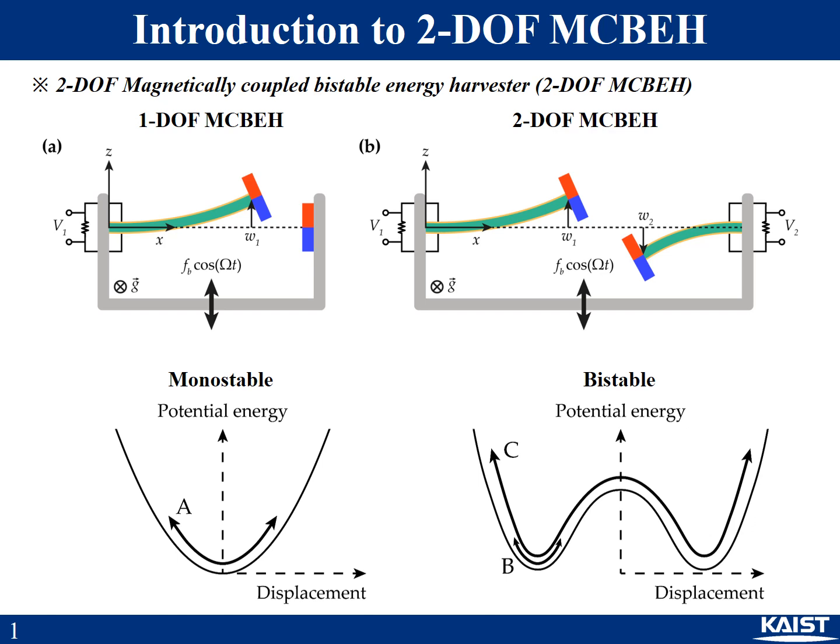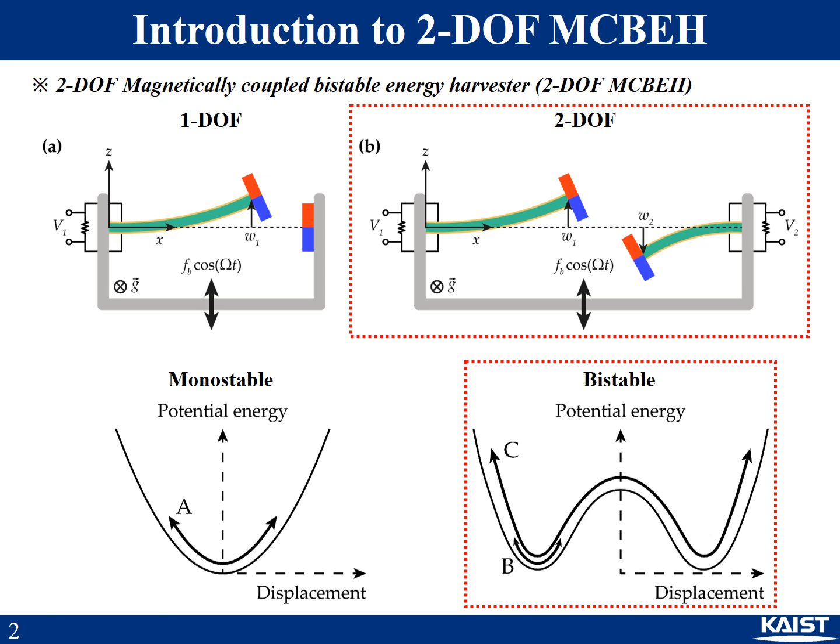According to the magnetic field, two types of systems can be defined. First one is a monostable system, and the second one is a bistable system. In the bistable system, there are two static equilibrium positions, left and right, and the oscillation is desirable for its large amplitude. This large amplitude oscillation is called interwell oscillation.